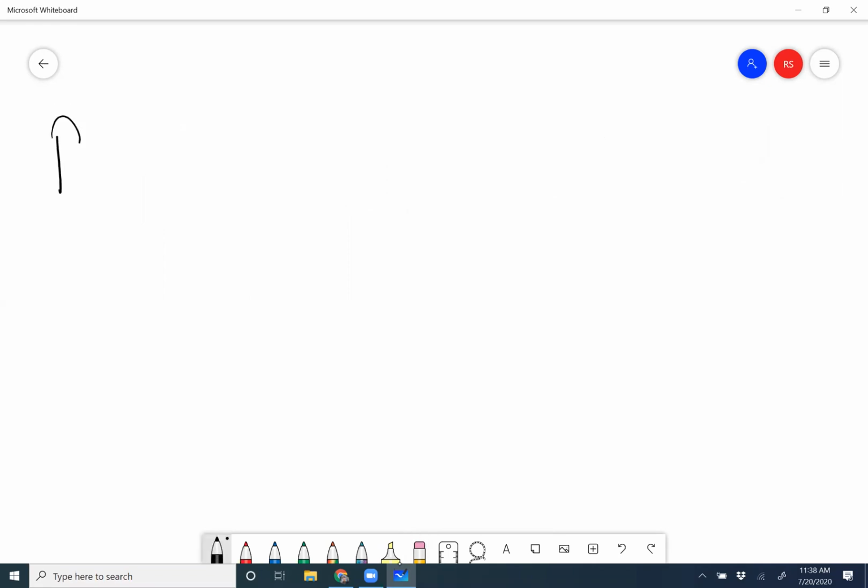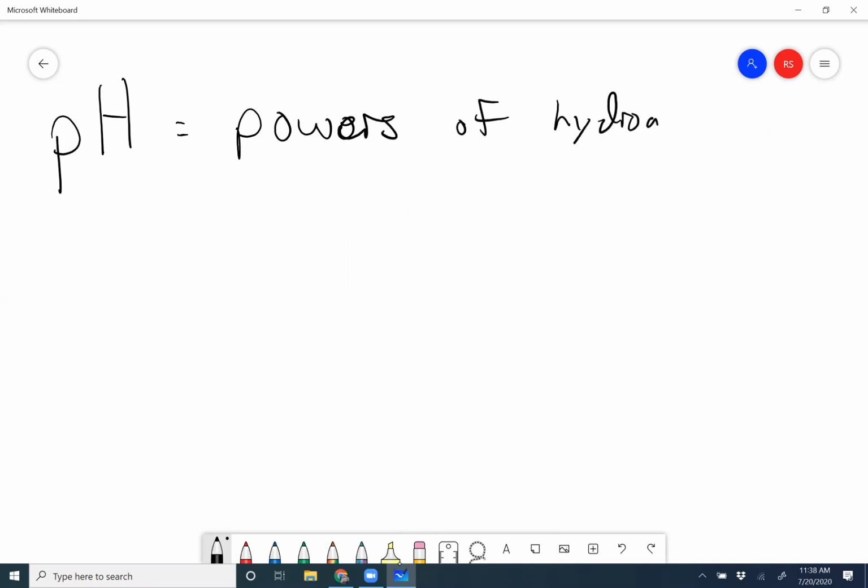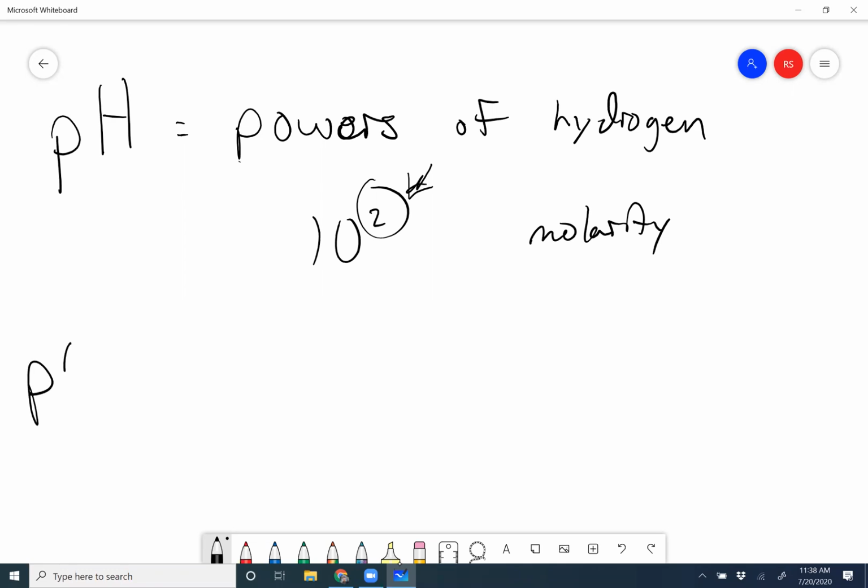pH. So what does pH mean? Powers of hydrogen. And for you math guys, does powers literally mean like powers, like 10 to the second? And the answer is yeah. pH is actually molarity. It's the molarity of the hydrogen concentration. So if there's a pH, there's also pOH, because it's powers of hydroxide.